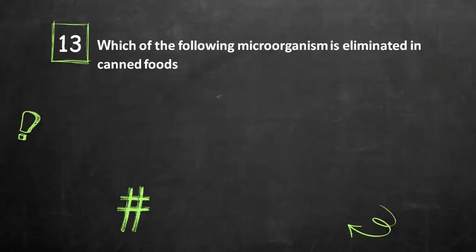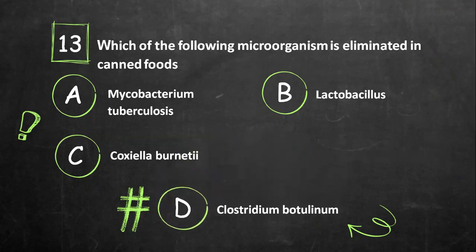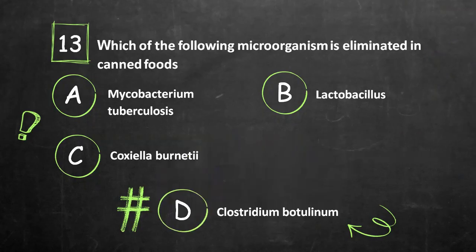Next question, which of the following microorganisms is eliminated in canned foods? Option A, Mycobacterium tuberculosis. Option B, Lactobacillus. Option C, Coxiella burnetii. Option D, Clostridium botulinum. Here the right answer is option D, Clostridium botulinum.